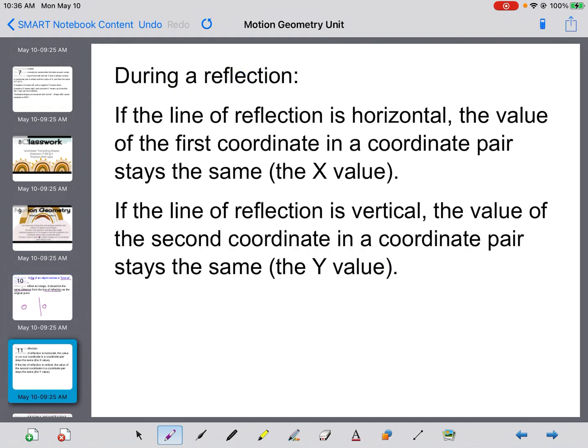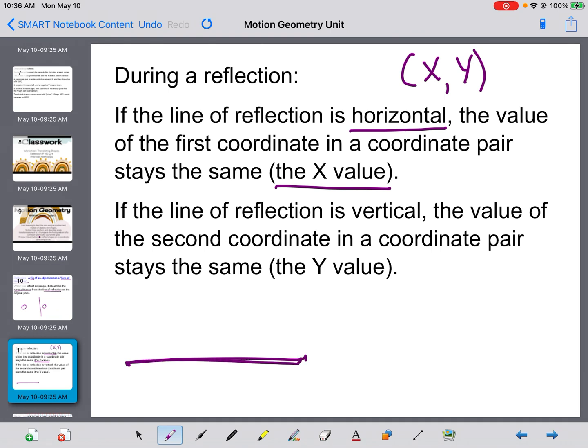Okay, so during a reflection, if the line of reflection is horizontal, meaning it's going this way, the value of the first coordinate in a coordinate pair stays the same. So that would be the x value. Remember, our coordinate pair is always x and then y. So if the line of reflection is horizontal, the x stays the same. If the line of reflection is vertical, meaning it goes this way, the value of the second coordinate in a coordinate pair stays the same, so the y value. Okay.